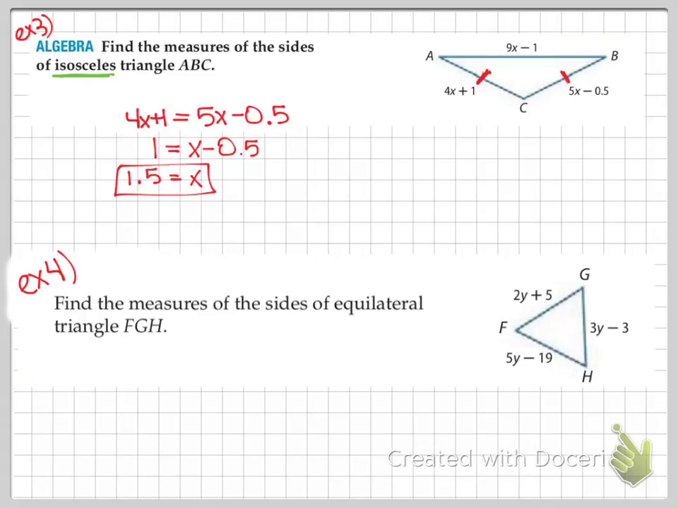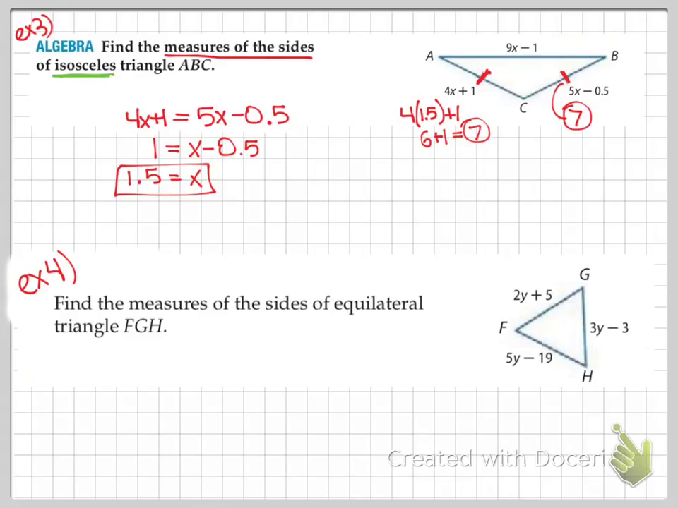Once you find your x, you were asked to find the measure of the sides. So we can plug that back in and get the measure of all three sides here. So if we do that, let's plug it back in for x for AC. So that'd be 4 times 1.5 plus 1. So if you work that out, that is 6 plus 1. So that side length is 7. Since those two sides are congruent, I automatically know that this side is also 7.